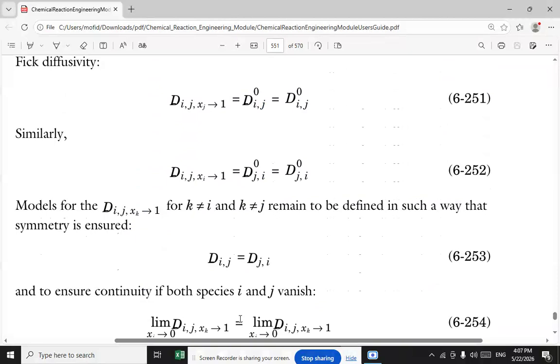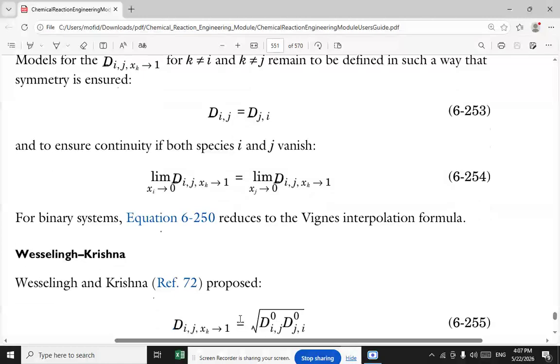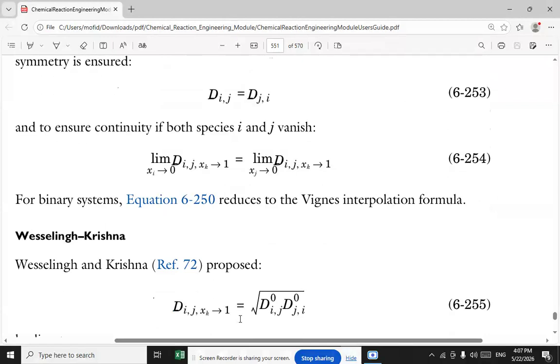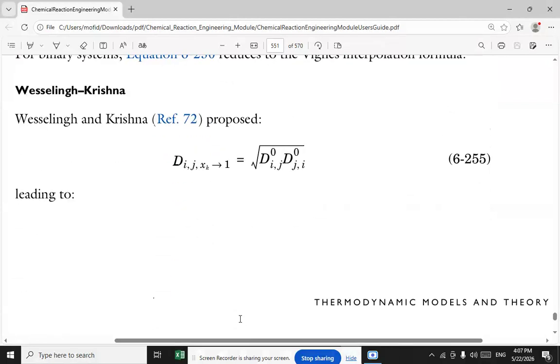Similarly, we have these formulation models for the Dij, x_k tends to 1, for k not equal to i and k not equal to j, which remain to be defined in such a way that symmetry is ensured. And to ensure continuity, if both species i and j vanish for a binary system, equation 6-250 reduces to the Vignes interpolation formula.